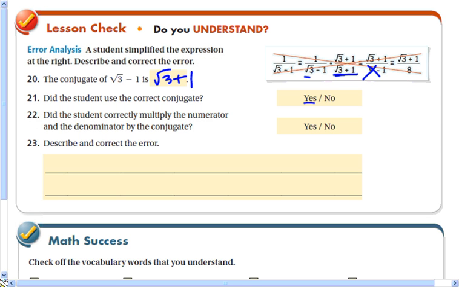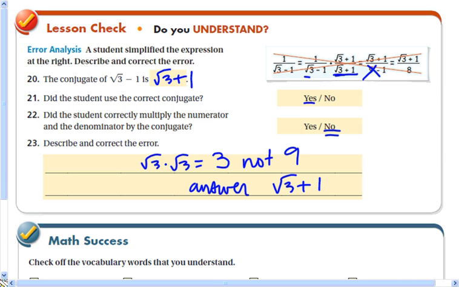No, it did not. So the error is square root of 3 times square root of 3 equals 3, not 9. And so the answer would be, if we did it correctly, square root of 3 plus 1 over 2.